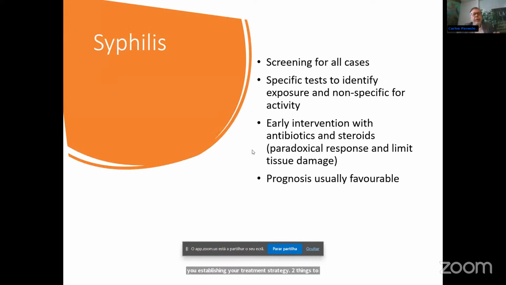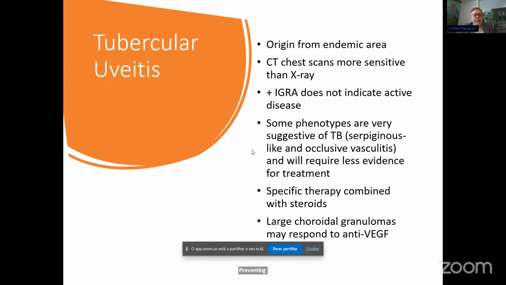Syphilis, even though not a very common cause of uveitis, the numbers of syphilis cases are of course increasing progressively, but syphilis can result in so many different phenotypes that it's impossible to ascertain that someone doesn't have syphilis until you test them. So use a specific test to identify the exposure, and the non-specific tests are helpful for disease activity. Remember that early intervention with antibiotics and steroids, which are used for two reasons, preventing paradoxical response and limiting tissue damage, is important for a favorable prognosis in these cases.